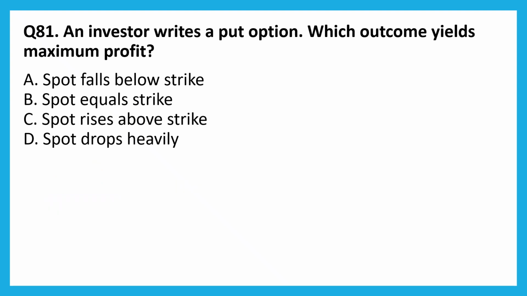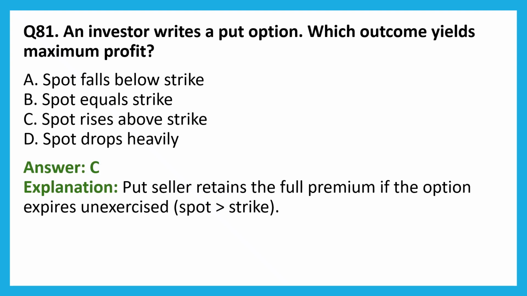Next question. An investor writes a put option. Which outcome yields maximum profit? Option A spot falls below strike, option B spot equals strike, option C spot rises above strike, and option D spot drops heavily. Correct answer is option C, spot rises above strike. Put seller retains the full premium if the option expires unexercised.